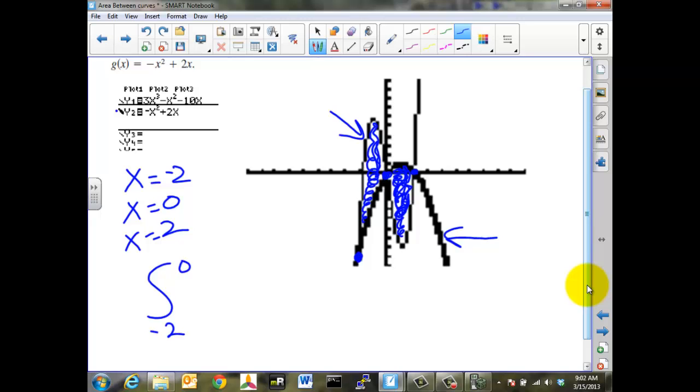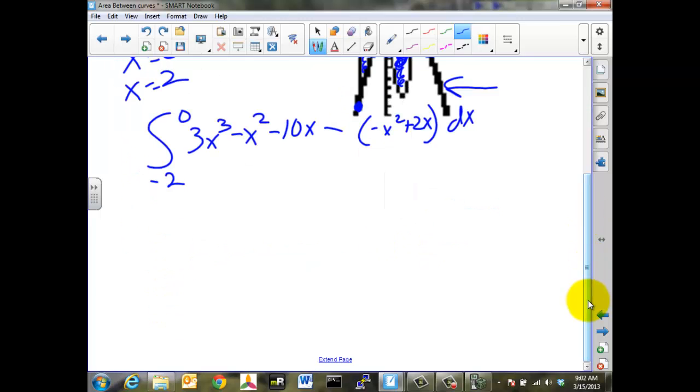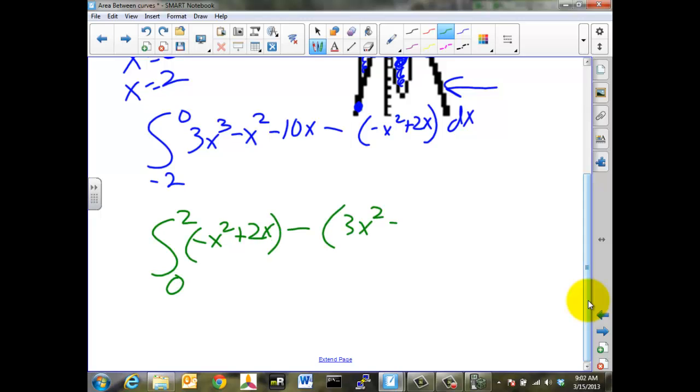-2 to 0. Always want to do top minus bottom. And then in our next integral we're going from 0 to 2 of top minus bottom. 3x cubed minus x squared minus 10x.